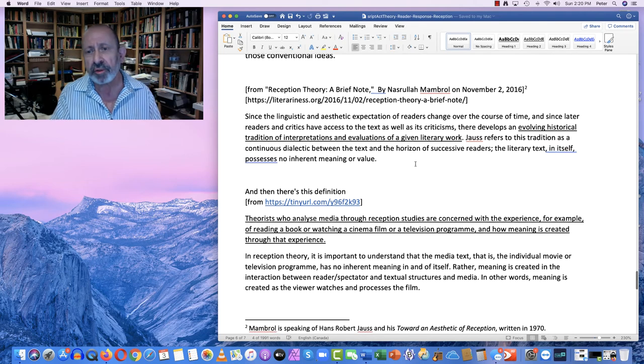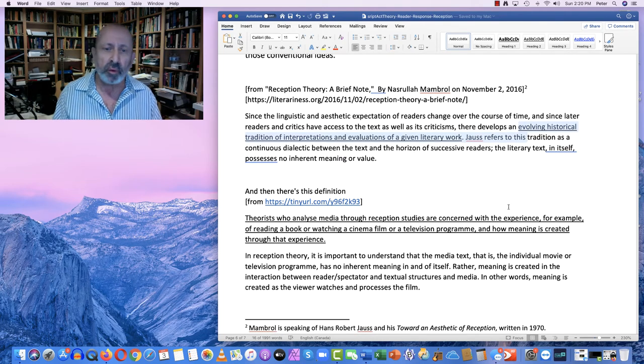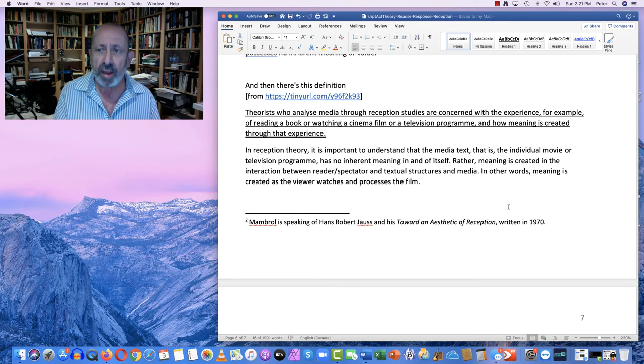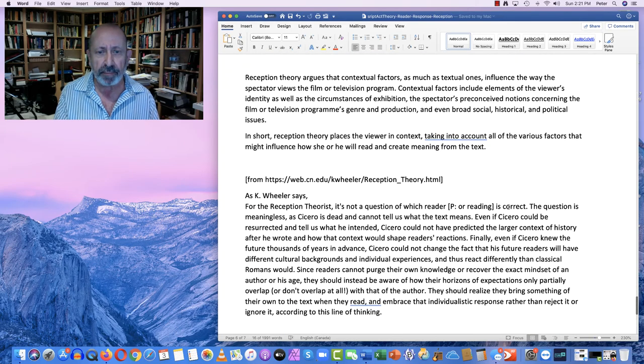So what reception theory does is look at the evolving historical tradition of interpretations of a work over time. And this is something you may want to approach. There'll be opportunities for you to practice in the Moodle participation forums, but also in your essay when it comes up in this term. So that is the idea of reception theory.